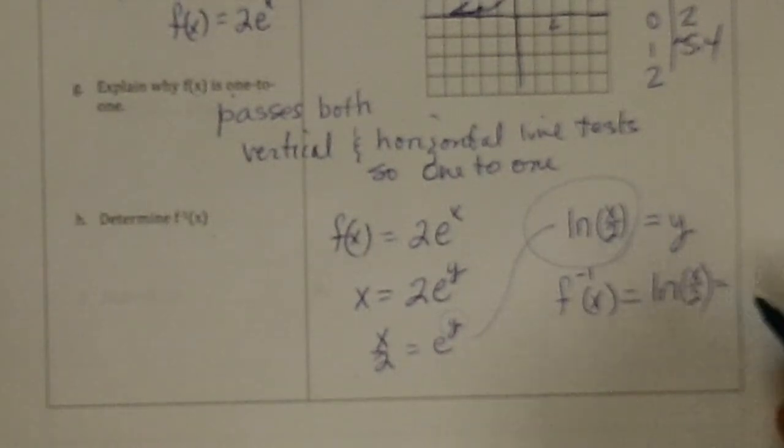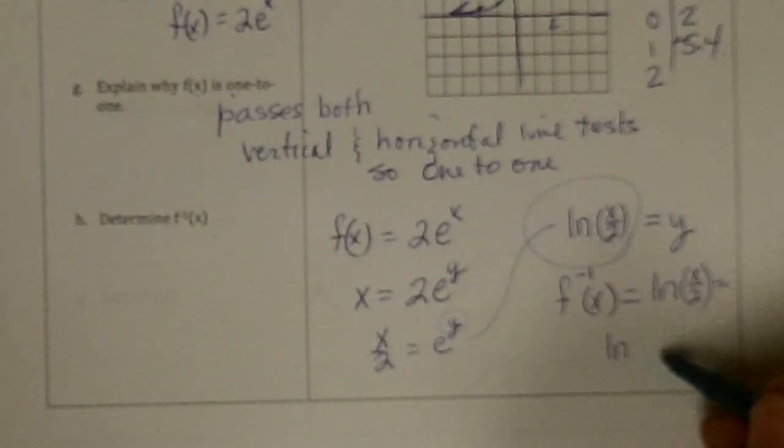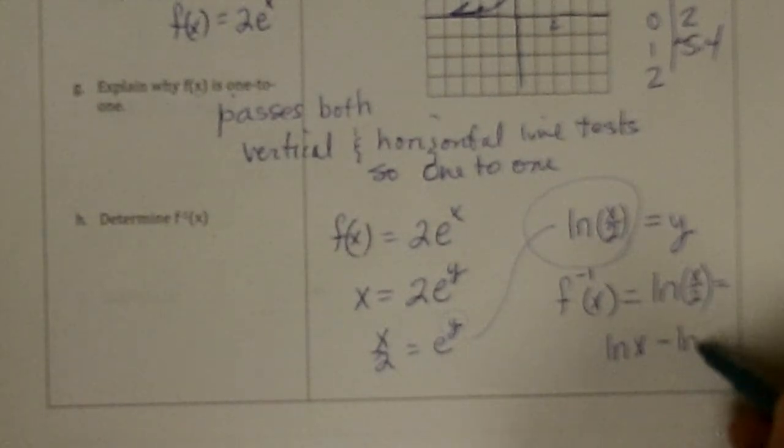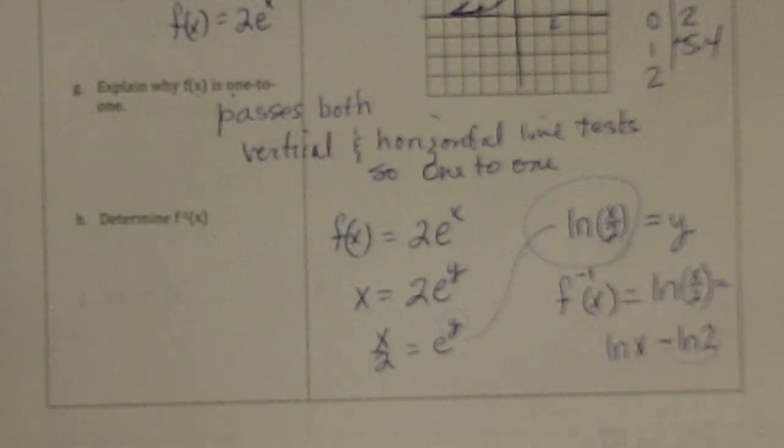You could possibly rewrite that as ln x, and if it's divide, you subtract ln 2, and this is a number. And you could go that way also. And that's page 1.